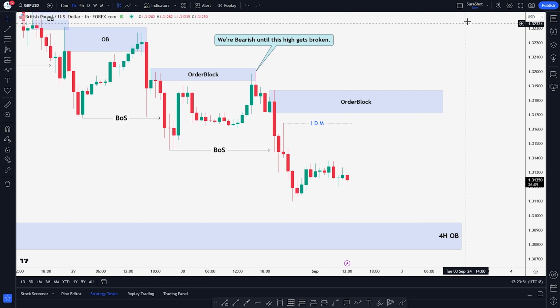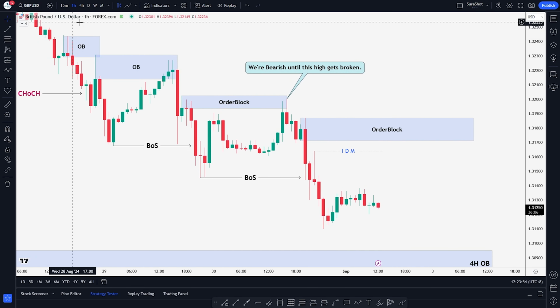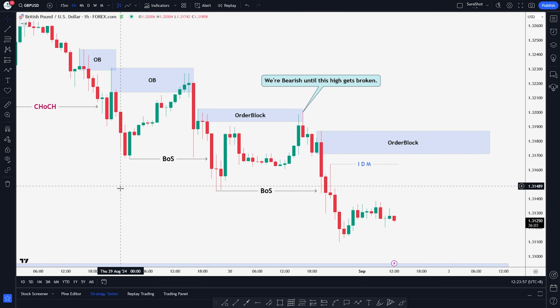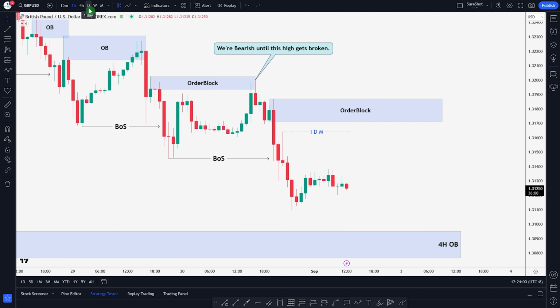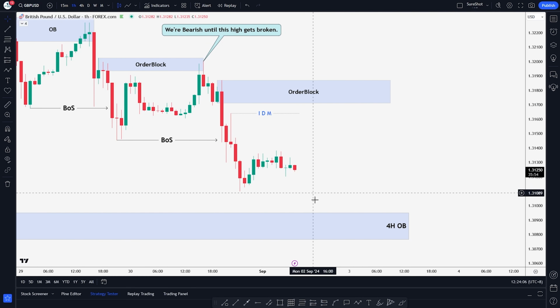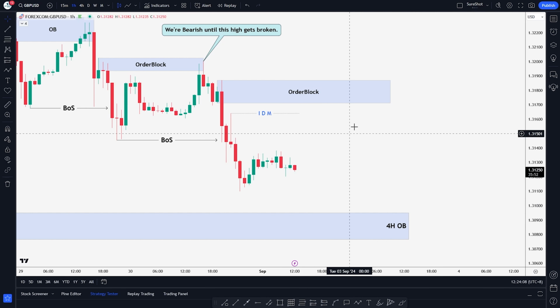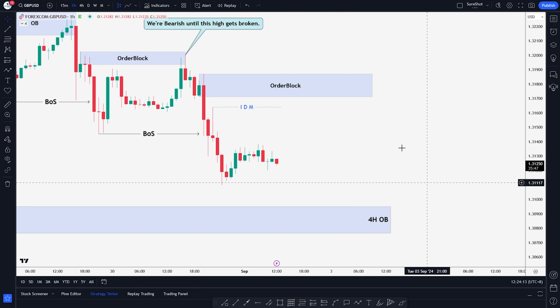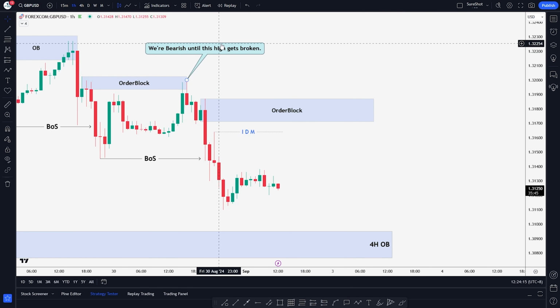So let's summarize the forecast for you once again. According to the hourly time frame, the market is clearly bearish, but on the 4-hour and daily time frames, the market is bullish. So as this is Monday, we are expecting a false move, then we can expect a mitigation of this order block and the market may continue to go down. And if this high gets broken, then the market may continue to go upwards.